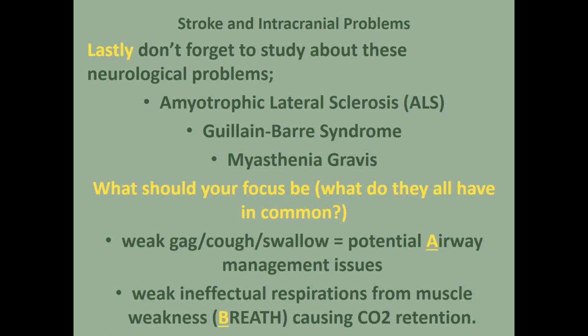And the last thing I'm going to mention is that there are other neuromuscular problems, and that's ALS, Guillain-Barré, and myasthenia gravis. Again, there's so much information for exam one. What should your focus be? Anytime you have a patient with a neuromuscular issue, you always have to manage and assess the airway and the breathing, and so those are A and B, so they fall in a very high priority zone.